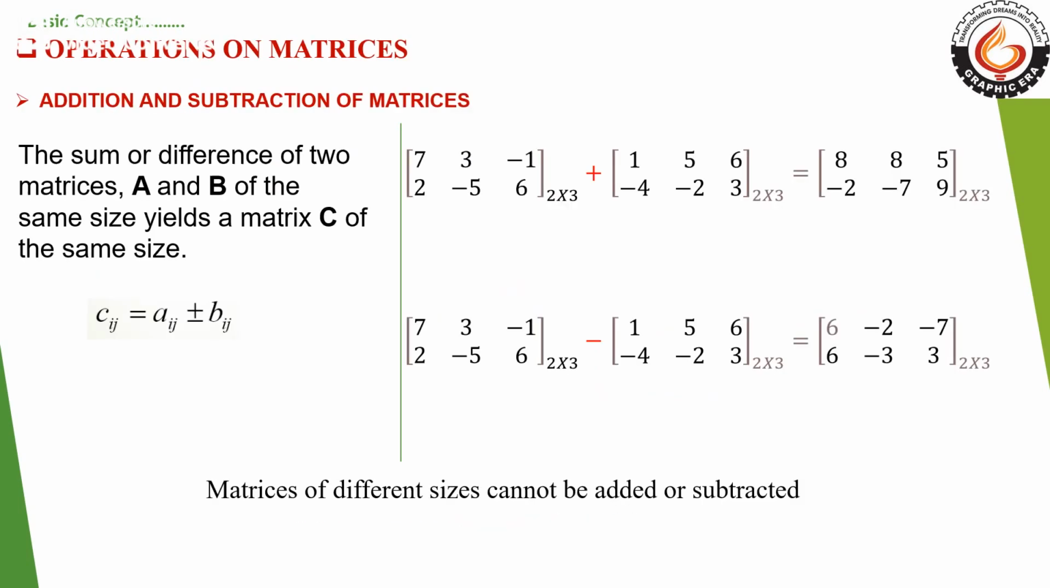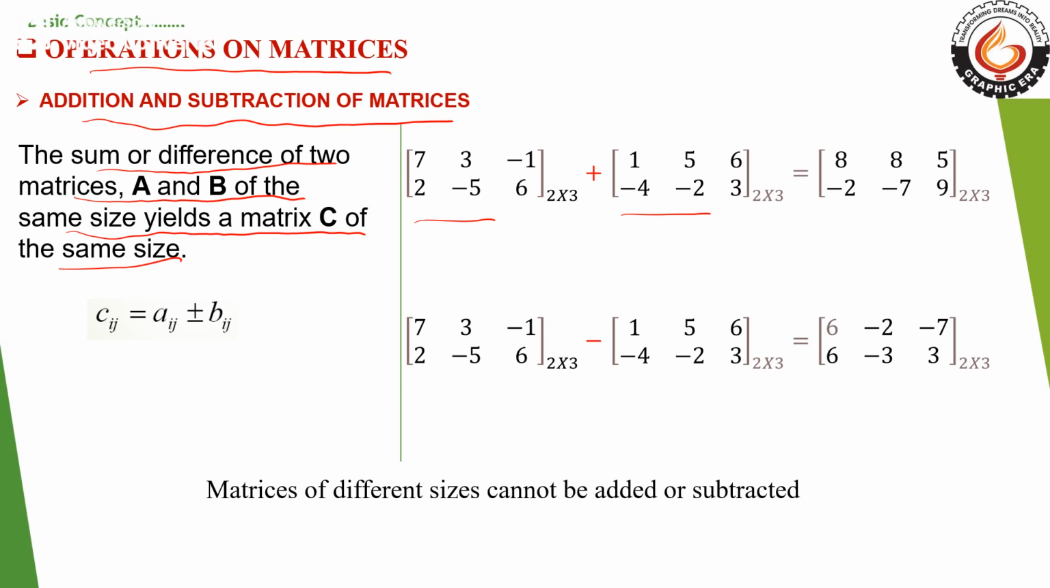Now we will discuss some operations on matrices. Addition and subtraction of two matrices. The sum or difference of two matrices A and B of the same size yields a matrix C of the same size. Means if we want to add two matrices, they must have the same order.